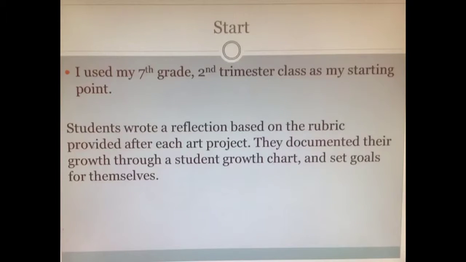I started this at the second trimester with just one class. I did this so that I could have more one-on-one time with them, and to work all the kinks out that occurred along the way. Students were writing a reflection after every art project and tracking their growth.